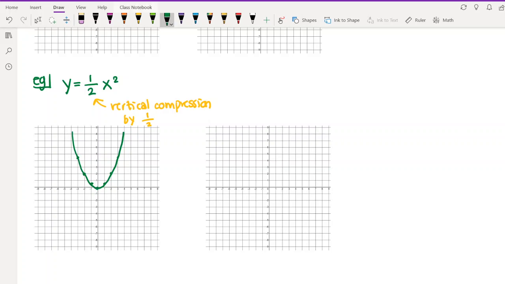So similarly, if we then go to graph x is equal to 1/2 y², well, it's just going to have that same shape but sideways. So now we have points that are at an x value of 1/2, and then we have points that are at an x value of 2, and then we have points that are at an x value of 4.5. And so that gives us this shape.